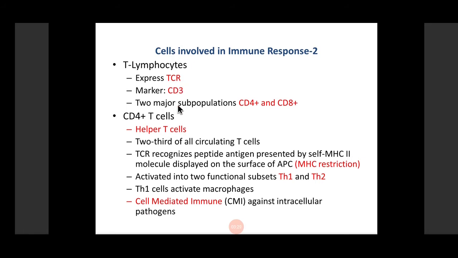Okay, and T cells are further divided into two subpopulations, that is CD4 positive T cells, which are also referred to as helper T cells, and CD8 positive T cells. CD4 positive T cells, the helper T cells, form roughly 2/3 of all the circulating T cells in the body. The T cell receptor, which is expressed on the surface of the helper T cell, recognizes the peptide antigen, which is presented by self MHC class 2.